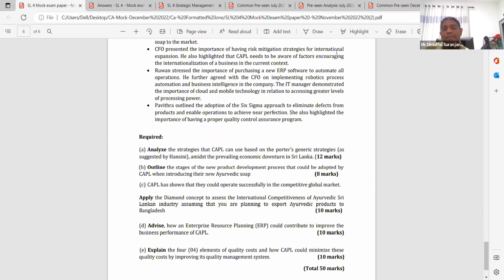Now, diamond theory. So applying the diamond theory, part C, right? Use the concept to assess the international competitiveness of the Ayurvedic Sri Lankan industry, assuming that you are planning to export Ayurvedic products to Bangladesh. So you want to apply the diamond concept to assess the international competitiveness of the Ayurvedic Sri Lankan industry. So what is the market you want to go to? Bangladesh, no? Right. So diamond model, 10 marks.